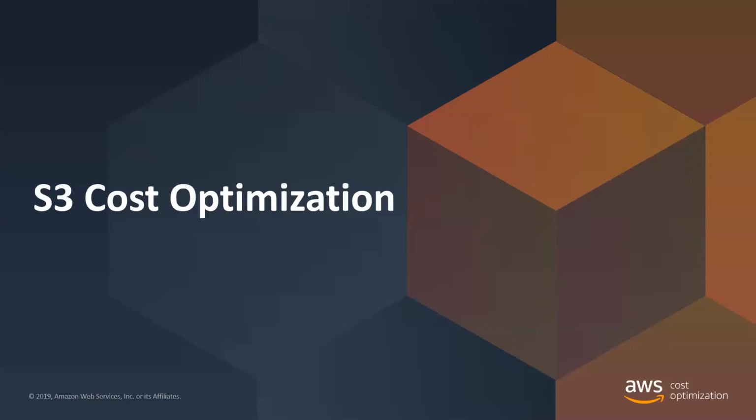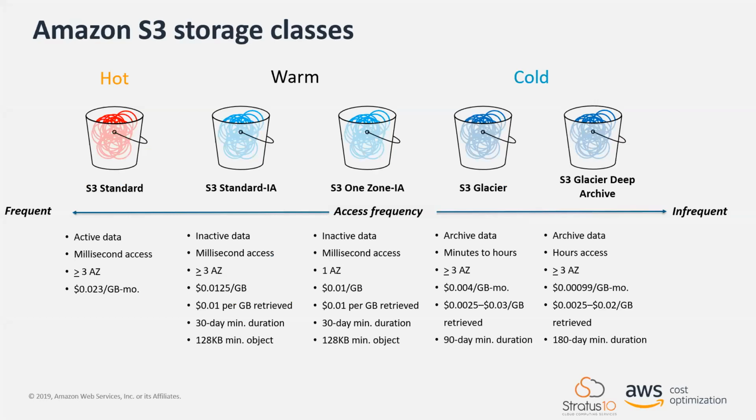Okay, let's talk about S3 cost optimization now. Like EBS, S3 offers different tiers based on how frequently you use the data. For hot or frequently accessed workloads, S3 Standard should be your default option. For warm or infrequently accessed data, there's S3 Infrequent Access. And if your workload allows less availability, S3 One Zone is available for even greater reduced costs.